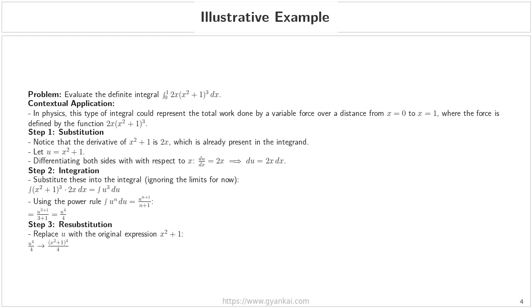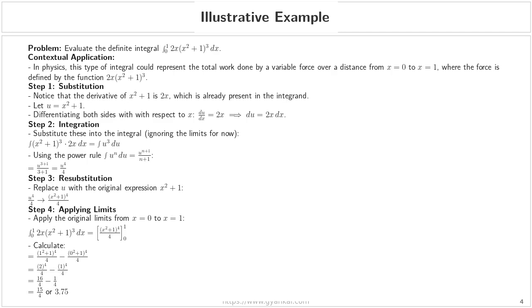Next up is step 3, resubstitution. This is where we bridge back to our original variable. We replace u with what it originally equaled, x squared plus 1. So, u to the power of 4 divided by 4 becomes (x squared plus 1) to the power of 4 divided by 4. Finally, we reach step 4, applying limits.